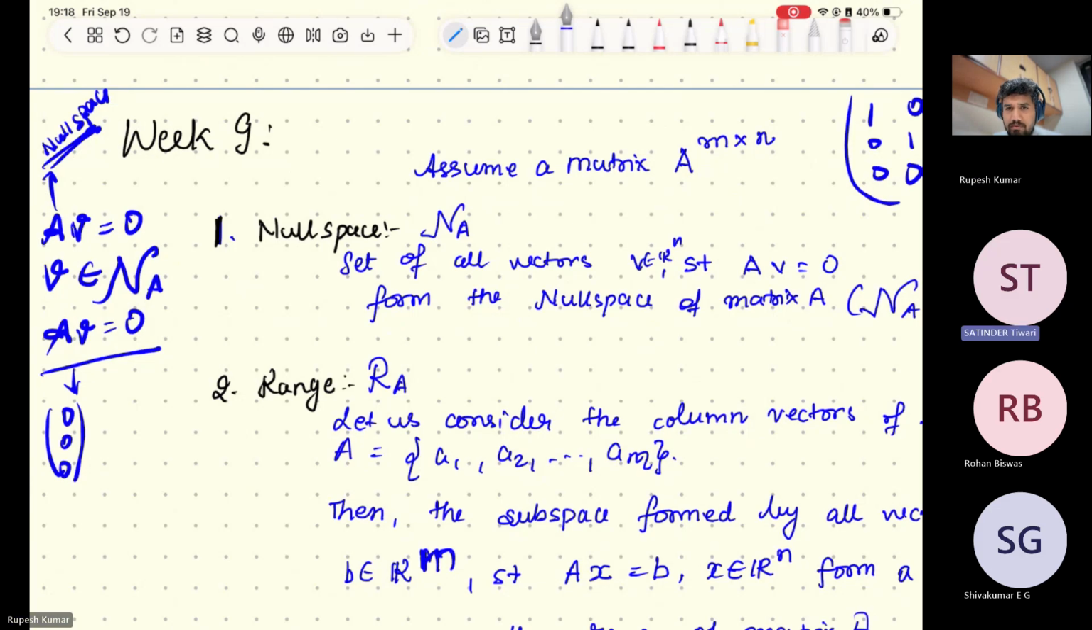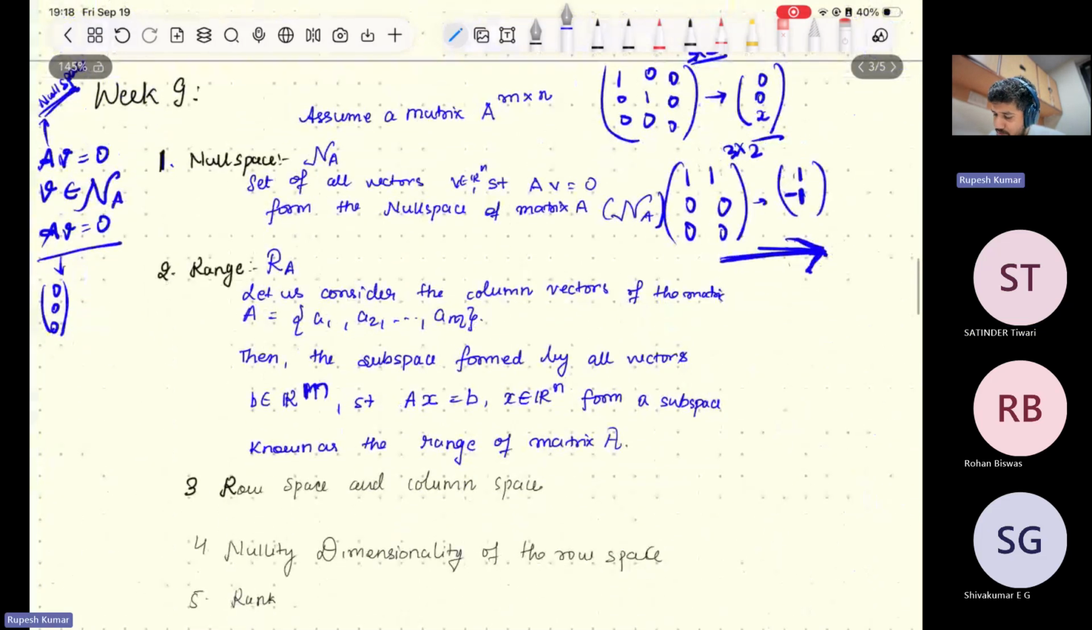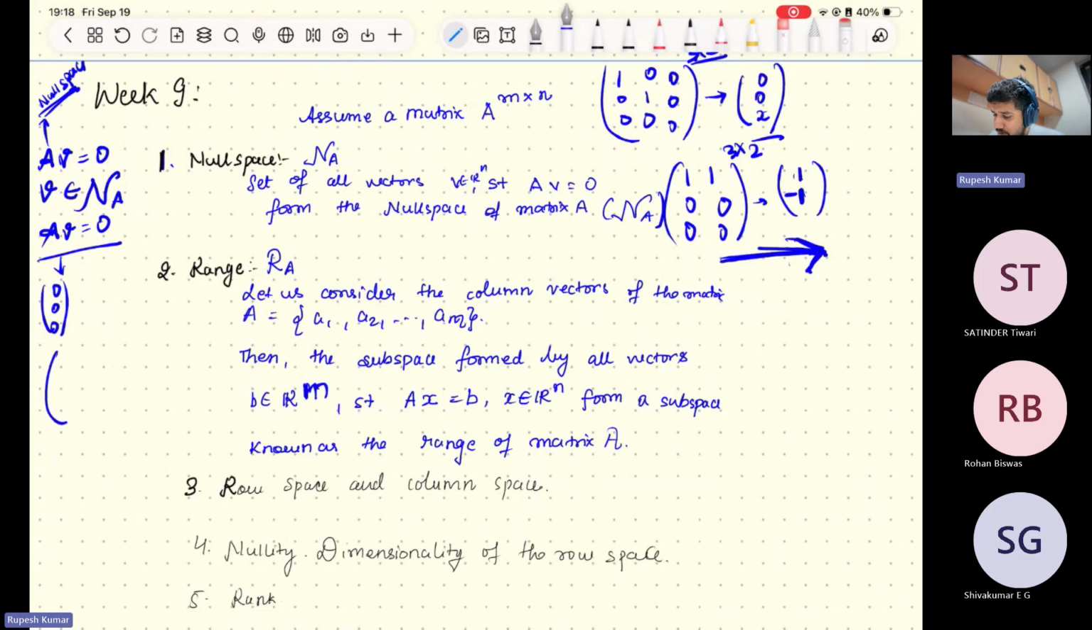Hello? Yes sir. Is this clear? Yes. Do you have any doubts? My concern is that we are taking A as 3 cross 2. The 0, 0 solution I understand, it is a trivial solution. We are solving in a homogeneous way, I think. Yeah, but now let's think of this 3 cross 2 example also.